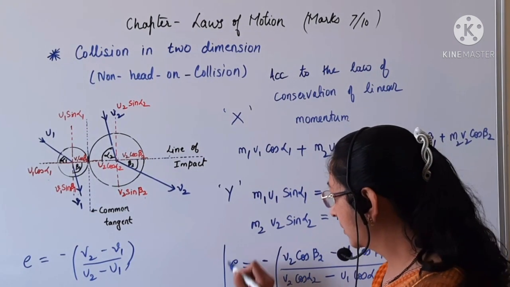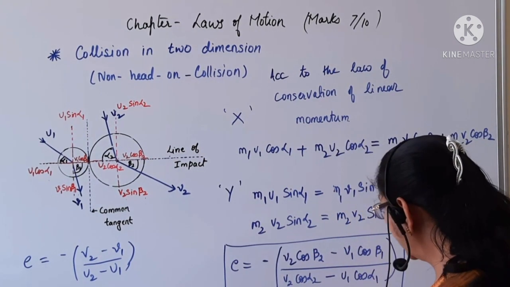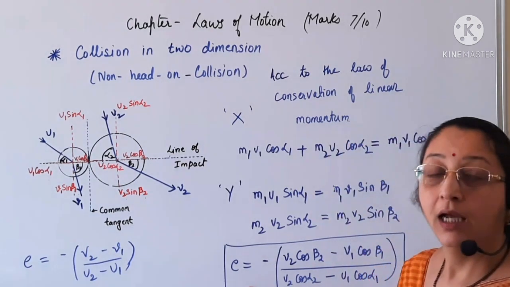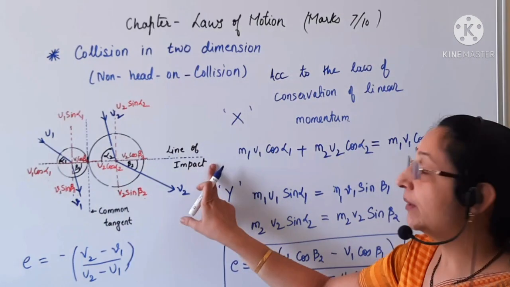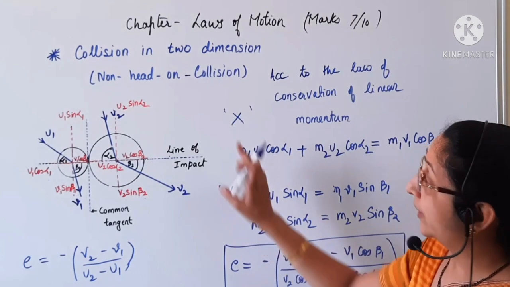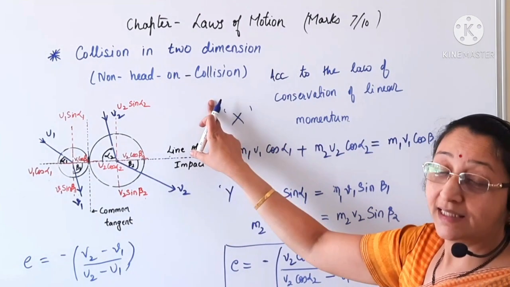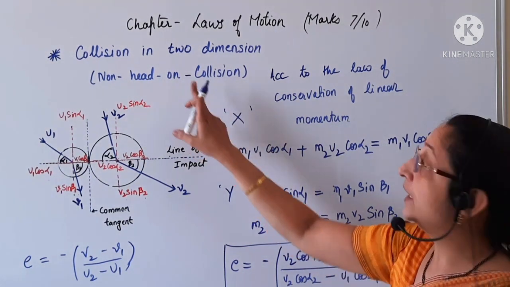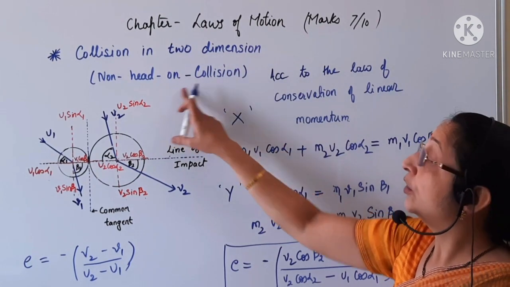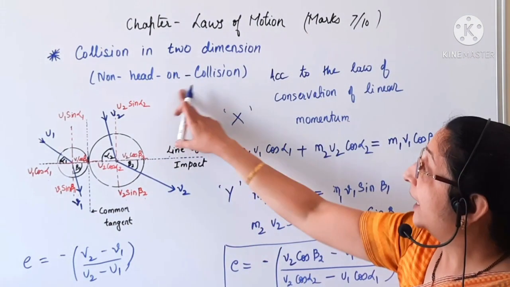So this is the coefficient of restitution along the line of impact for two bodies of masses m1 and m2 which are colliding in two dimensions, or which are in non-head-on collision.